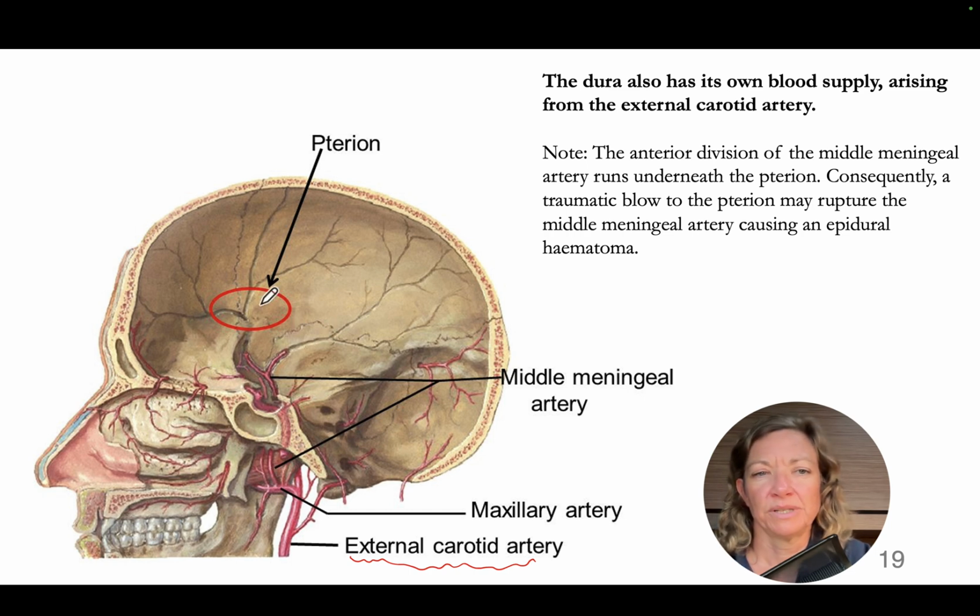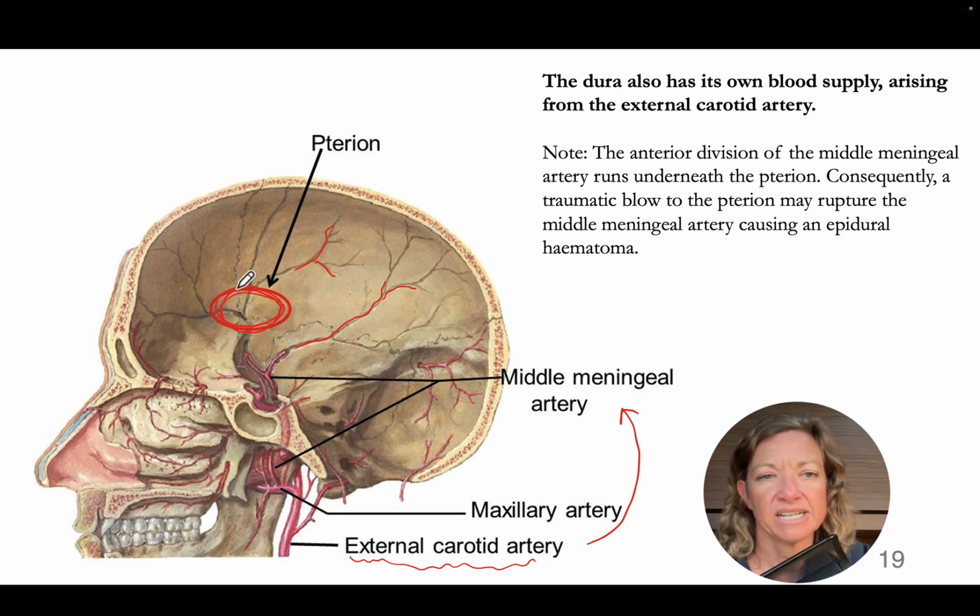This diagram shows a really important point of vulnerability. So we have the middle meningeal artery, which is a major artery arising from the external carotid that travels between the dura and the skull and supplies the dura. And those meningeal arteries are the things that create these arterial patterns, these depressions on the inner surface of the skull. The middle meningeal artery happens to travel immediately deep to the pterion.